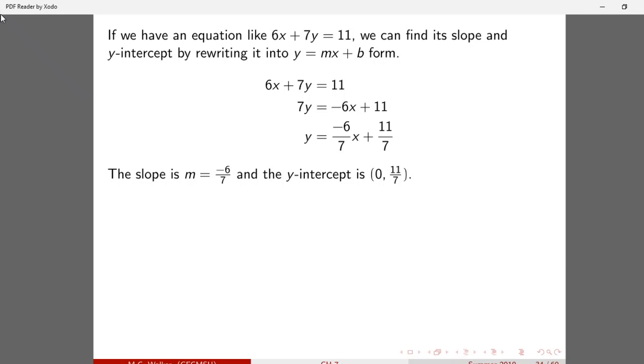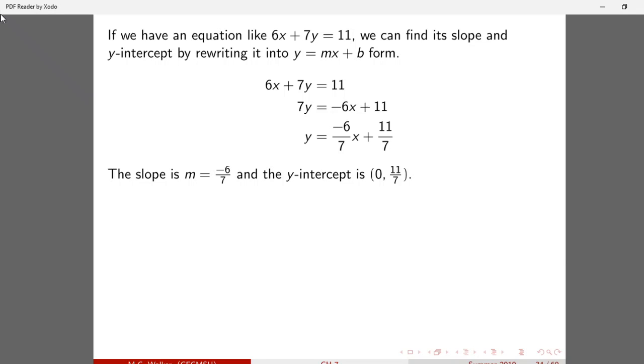If we have an equation like 6x plus 7y equals 11, we can find its slope and y-intercept by rewriting it into y equals mx plus b form. When we do that, we get that the slope is negative 6/7, and the y-intercept is 0, 11/7.